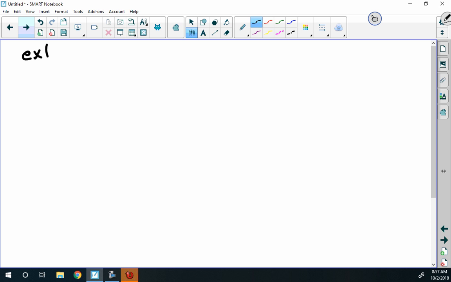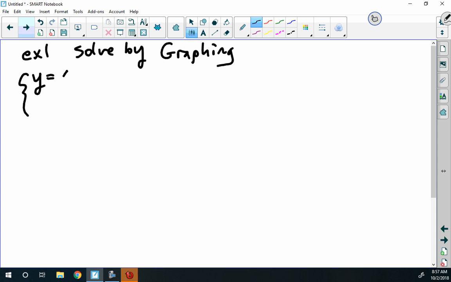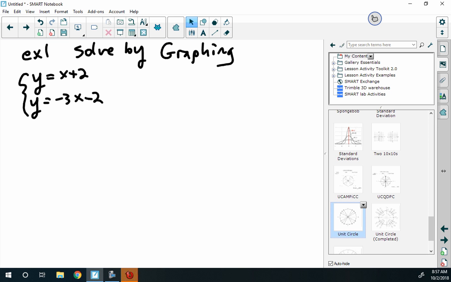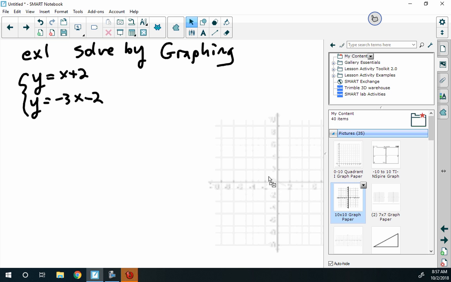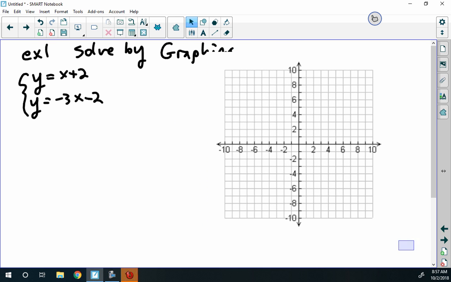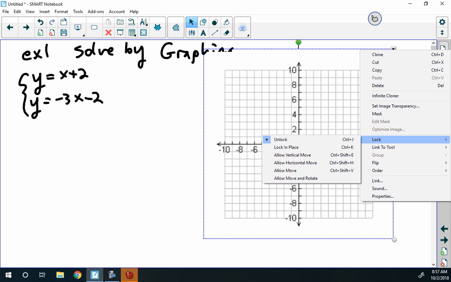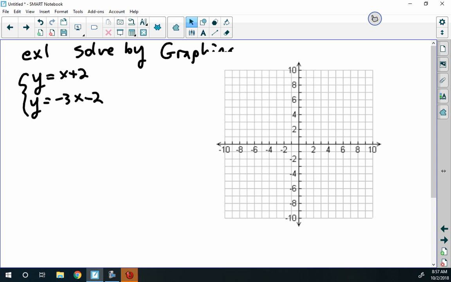No preference. Example 1, let's solve by graphing. The system is y equals x plus 2, and y equals negative 3x take away 2. So that's our system. It's that first one we looked at. We're going to try to solve it by graphing. And solving by graphing is pretty straightforward. You graph, and you look at the graph and you try to see where they intersect.